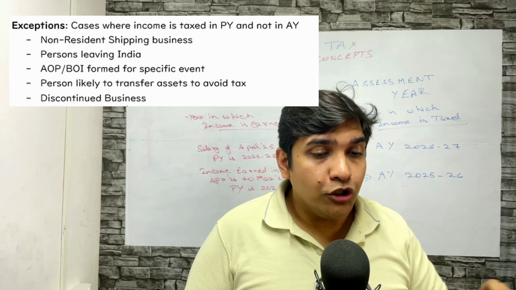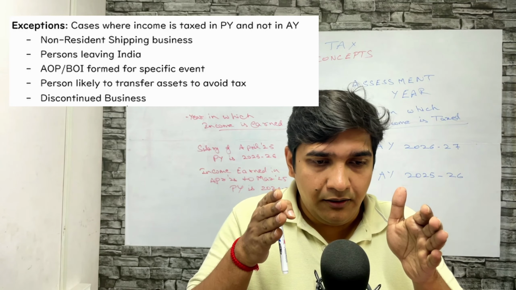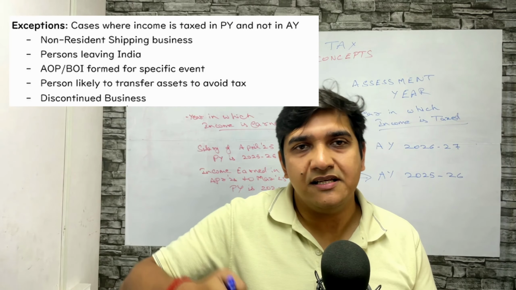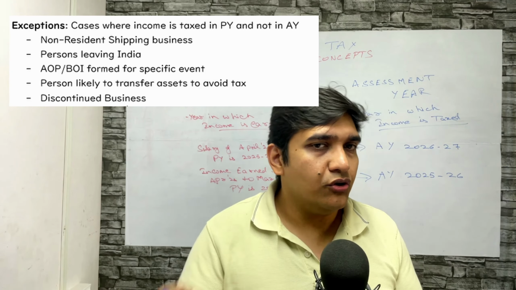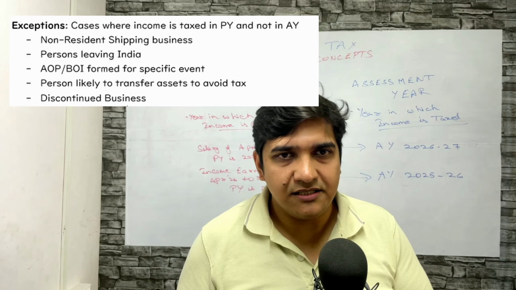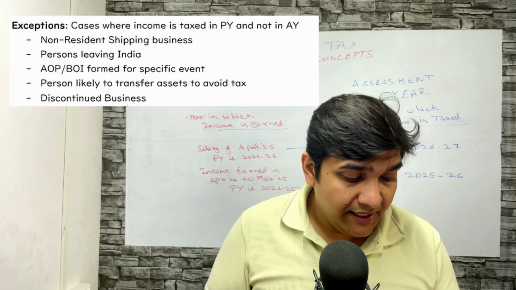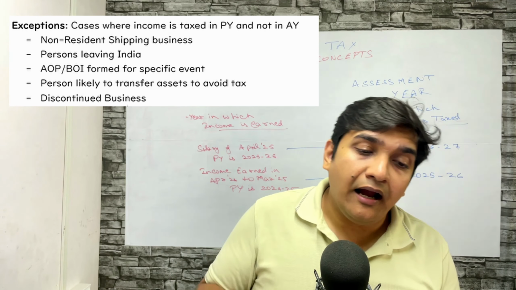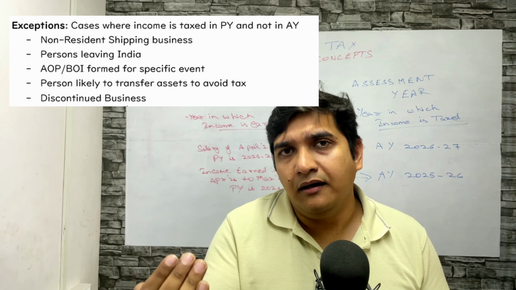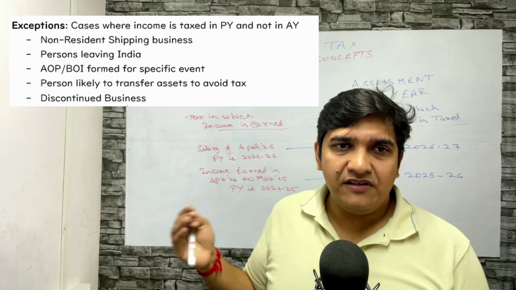Then you could also be an association of persons, or a body of individuals, or a particular trust which has been constituted only for a particular purpose, and that purpose has been completed within the previous year. So if you go for dissolution, then you have to offer the income for tax within the previous year. Then under certain special circumstances, the tax department can also ask you to offer the income within the previous year.